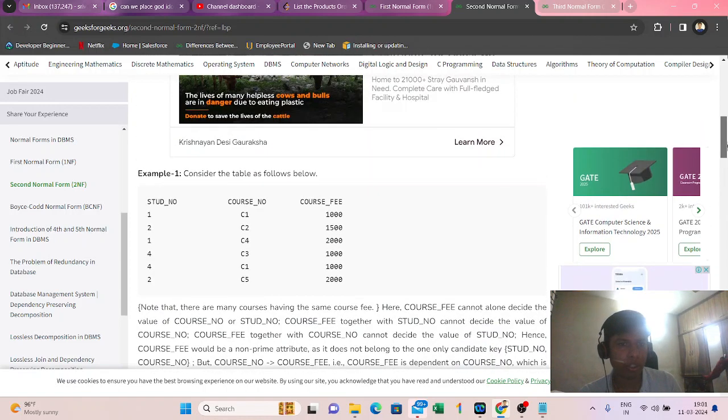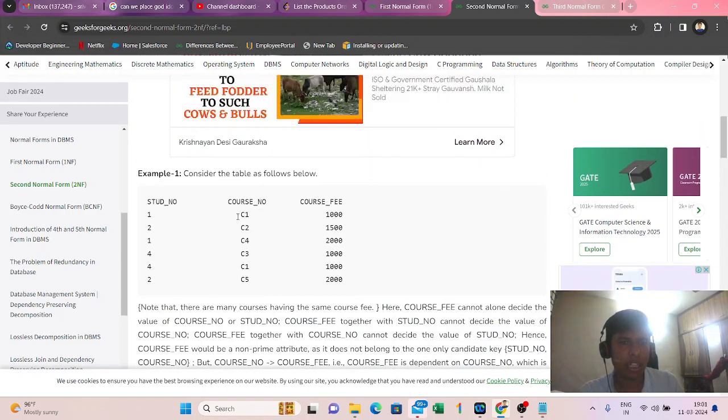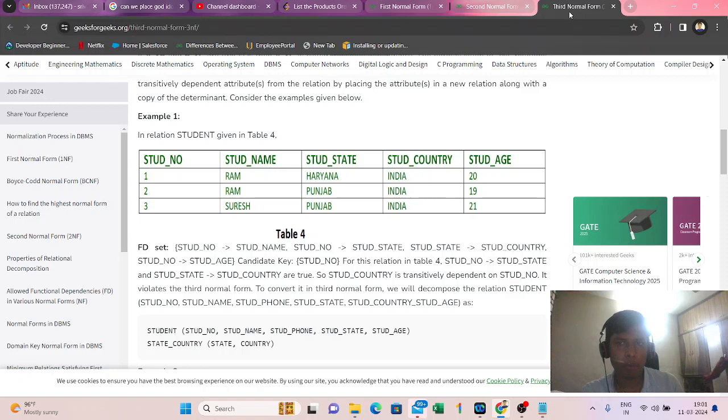Okay, so I hope you understood. Partial dependency means here, the course fee is directly dependent on course number. So divide them into one table, and student and course number are directly linked, so divide them into a separate table. Now the third NF form.